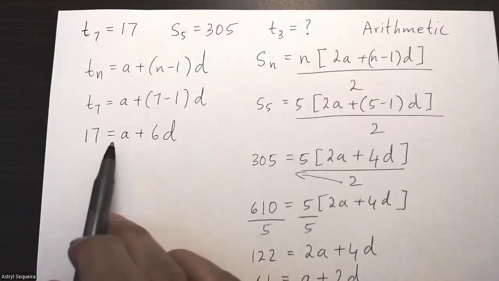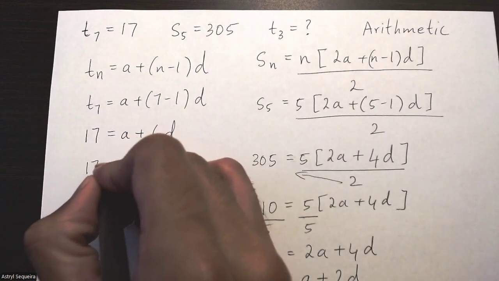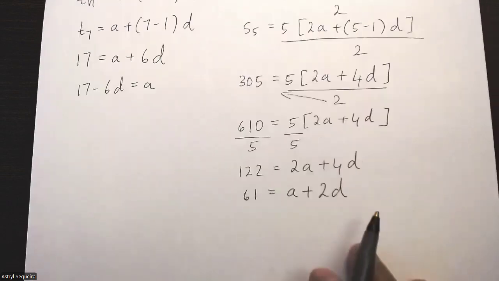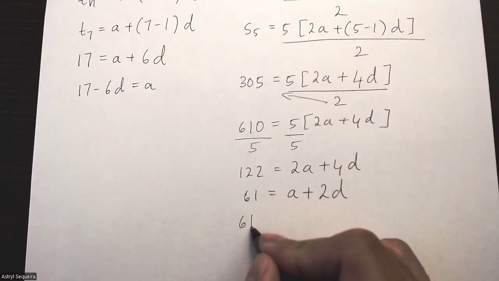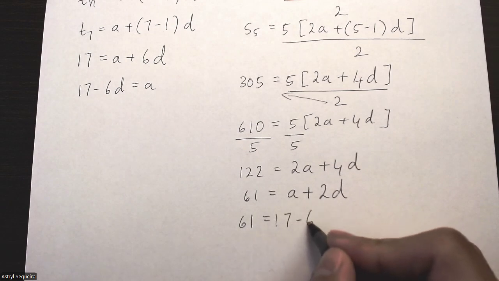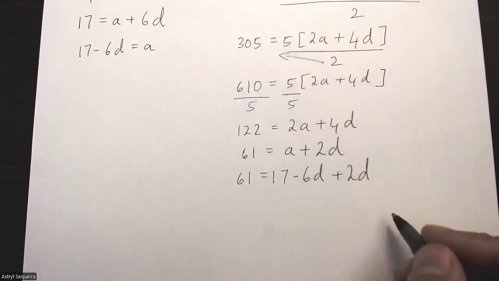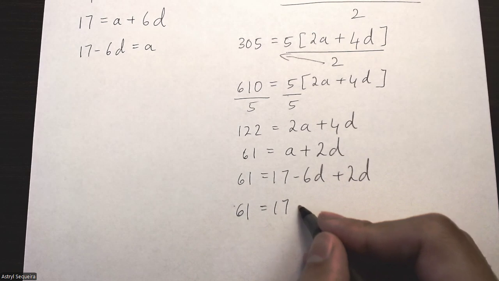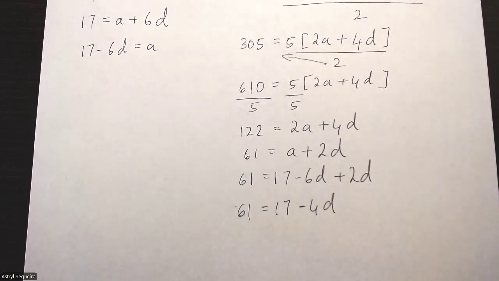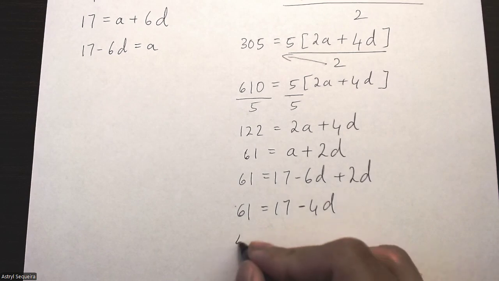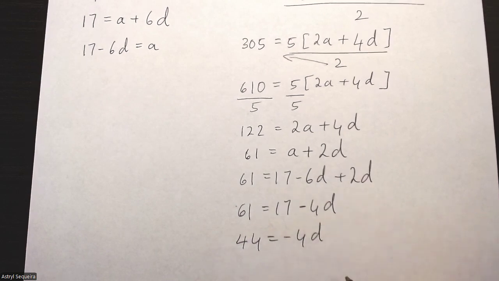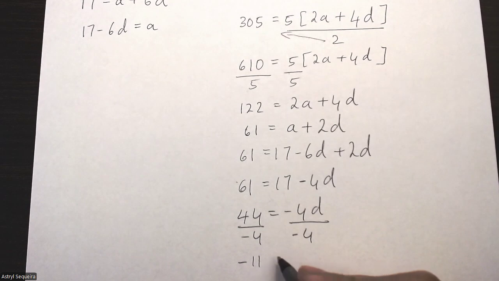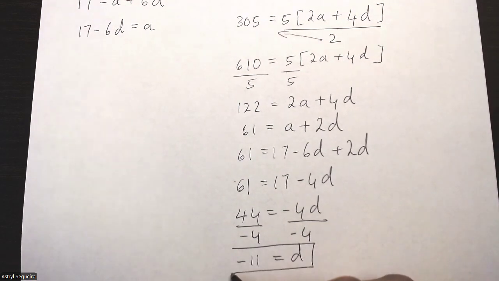So I'll start by isolating my A in this equation. So 17 minus 6D equals A. Then I'll substitute this over here for my A. So instead of A, I'm going to write 17 minus 6D. And now I'll just solve for my D value. So negative 6D plus 2D is negative 4D. I'll subtract the 17 on the other side. We'll get 44 equals negative 4D. Then I'll divide both sides by negative 4. I just get negative 11 equals D.